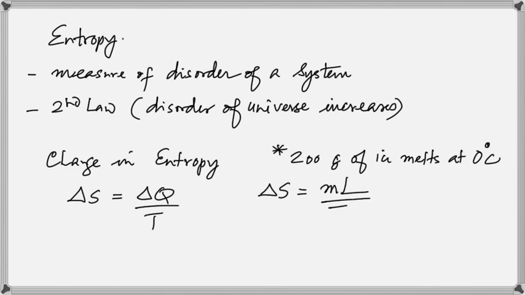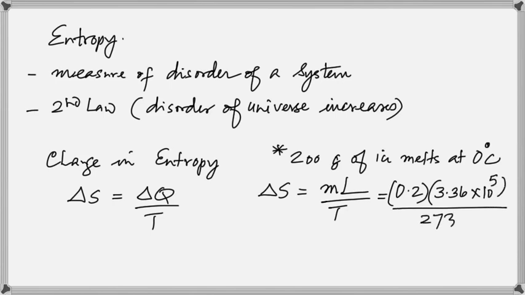Mass times latent heat, and mass must be in kilograms, so that is 0.2 kilogram, times the latent heat of ice, which will be given, that is 3.36 times 10 to the 5, and the temperature is 0 Celsius, which is 273 Kelvin. So you calculate, you get 246 joule per Kelvin. Joule per Kelvin is the unit of entropy.